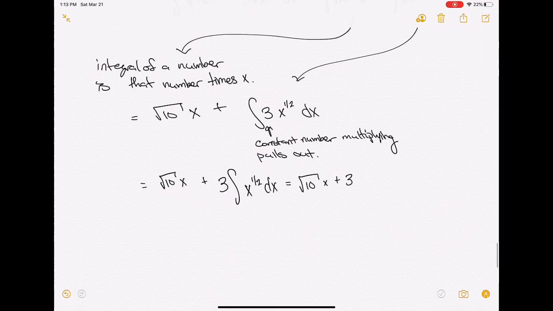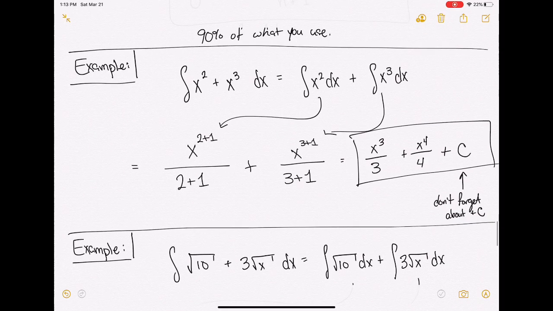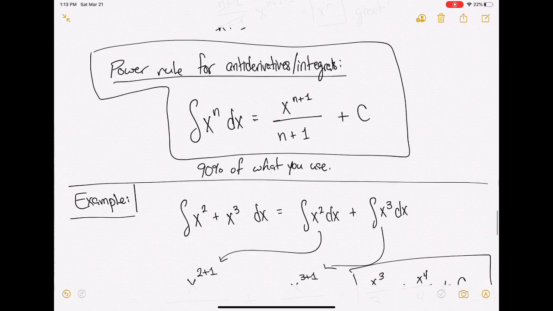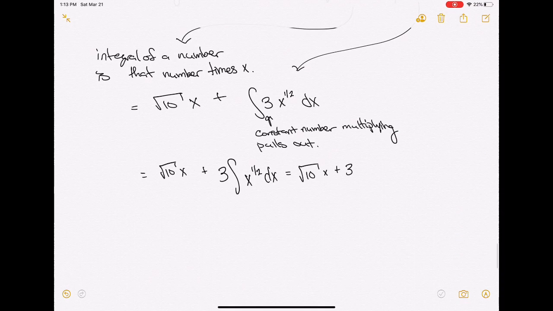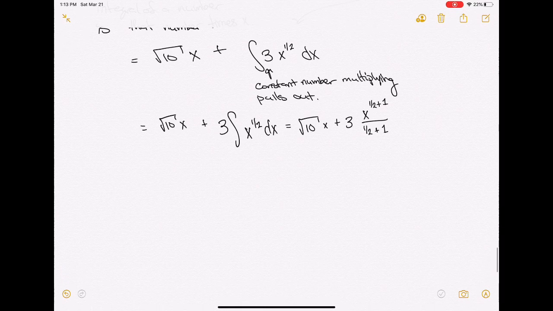You take the exponent here, which is 1/2, you add 1 to the exponent, and then you divide by that new thing. So let's take x to the 1/2 plus 1, and we divide by the new exponent, 1/2 plus 1. And 1/2 plus 1 maybe doesn't seem like something you want to calculate, but it's 3/2.